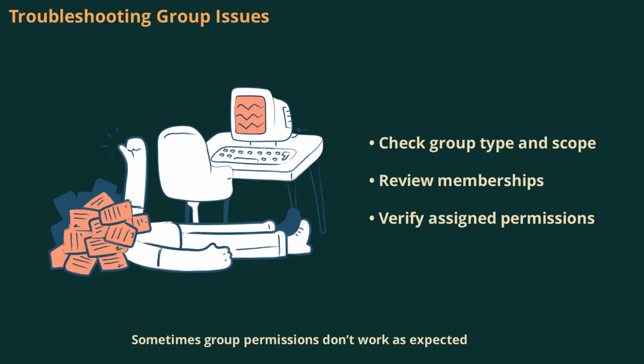Sometimes group permissions don't work as expected. Common issues include incorrect group scope, misconfigured memberships, or overlapping permissions. To troubleshoot, check the group's type and scope, review its members, and verify the permissions assigned. Keeping your group structure organized and well-documented makes it easier to identify and resolve problems quickly.